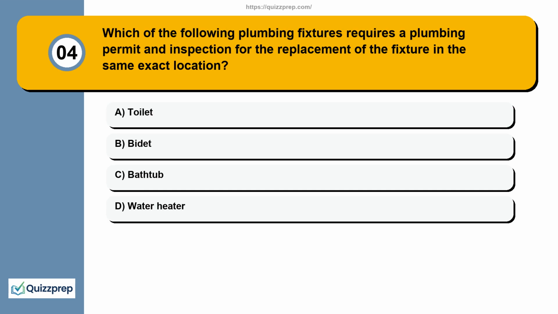Question 4. Which of the following plumbing fixtures requires a plumbing permit and inspection for the replacement of the fixture in the same exact location? Toilet, bidet, bathtub, water heater.